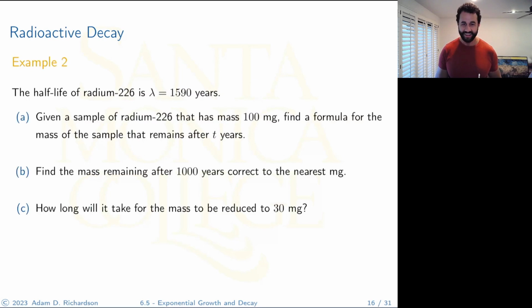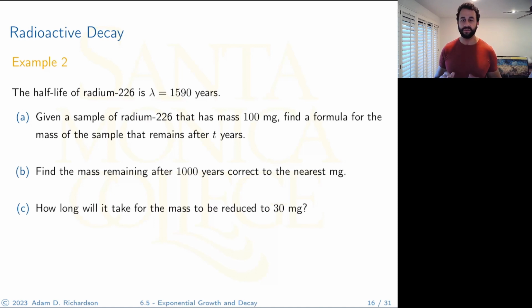All right? Okay, so let's try this example just to get our hands dirty a little bit. It turns out that the half-life of radium-226 is 1,590 years. So if we're given a sample of radium-226 that has a mass of 100 milligrams to start, let's find a formula for the mass of the sample that remains after t many years. Once we have this model, we're going to use it to find the mass remaining after 1,000 years. And then we're going to see how long it will take for the mass to reduce to 30 milligrams, right?